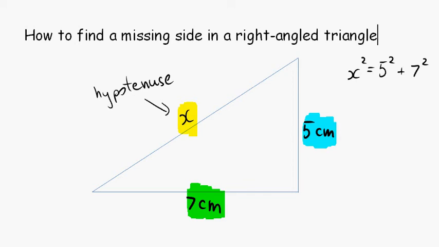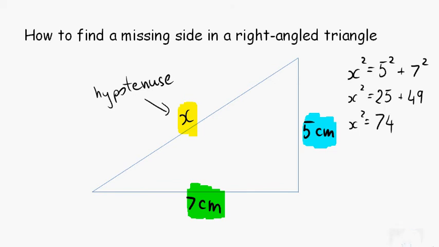Now, this is an equation that can be solved in 4 lines of working, including this first one. First thing we do is just copy that x squared equals, evaluate the squares. Now 5 squared is 25, plus 7 squared is 49. Now the third line, we still copy x squared equals, this time we're going to add 25 plus 49 is 74.